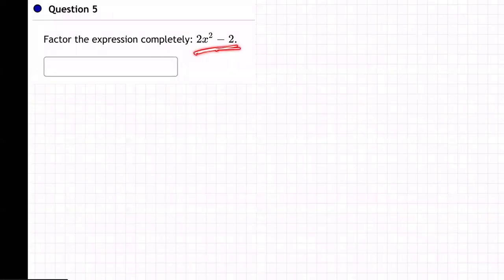Okay, so we want to factor this. This is two terms. Okay, so how do we factor? Step number one. Always the first step on factoring. Factoring means unmultiply it, or find out what it was before it was multiplied to become 2x squared minus 2.